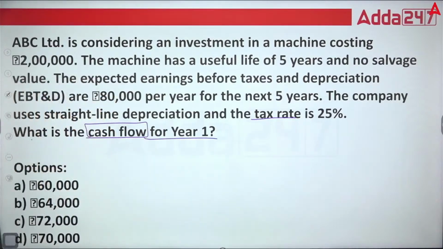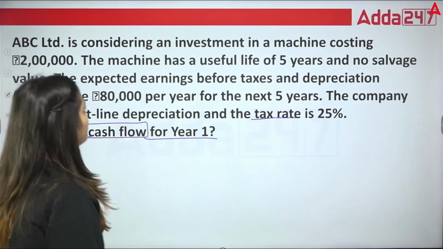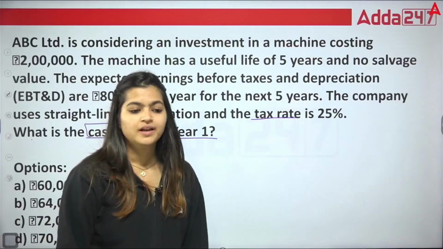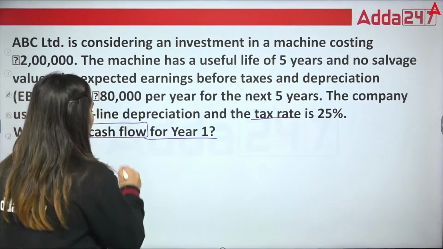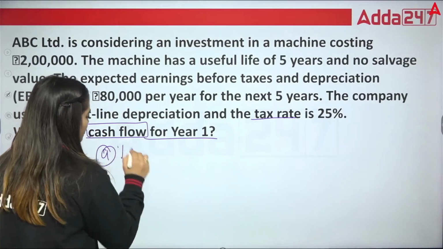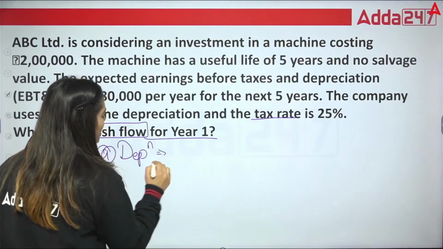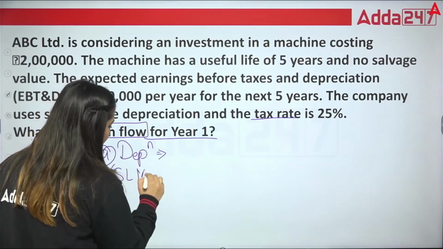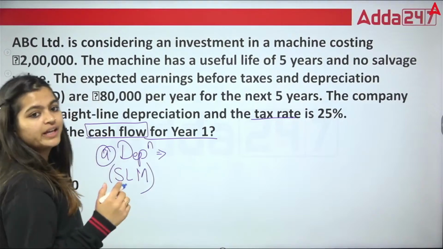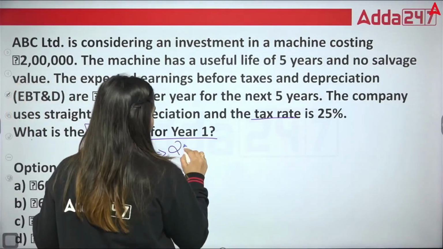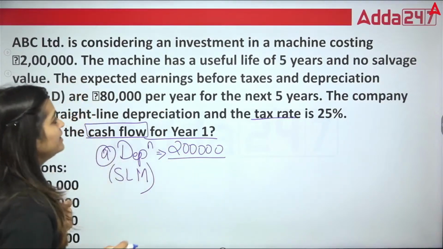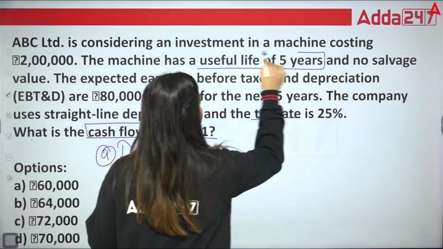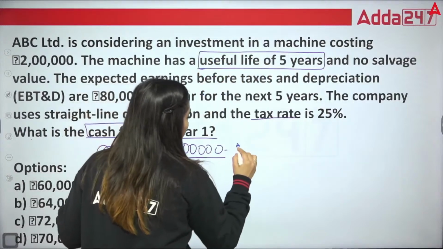We need to calculate the cash flow that we are going to generate with this machine. So how are we going to start? Firstly, we need to calculate the depreciation. And which method are we going to use? SLM. Under the SLM method, we use the purchase price, that is 2 lakh, and divide it by the expected life. The expected useful life is how many years? That is 5. As you know, there is no salvage value.